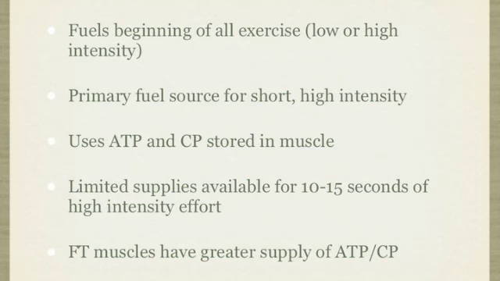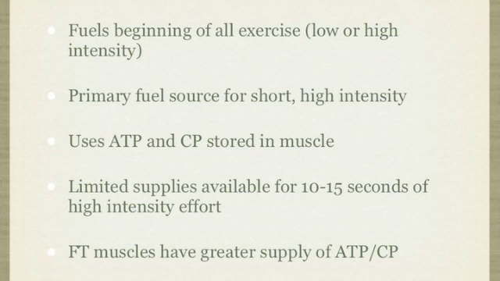So this uses ATP and creatine phosphate, which are at limited supplies within the muscle. And the phosphagen system is the start of all exercise, whether it's high intensity, low intensity, long duration. It's the beginning of all exercise, because the glycolytic and the oxidative system progressively take longer to produce ATP. So our first initial parts of all exercise is the phosphagen system. But in addition, it is the primary source for short, high-intensity effort.